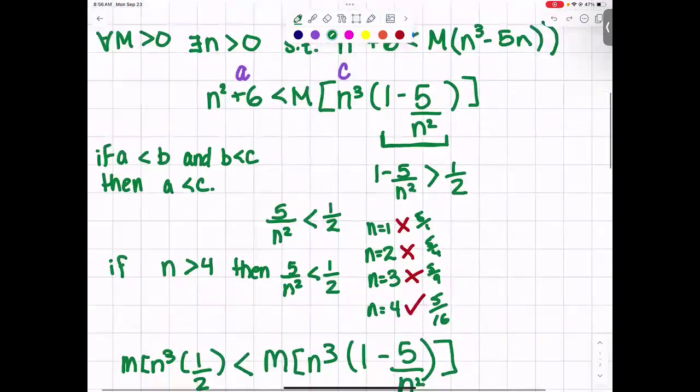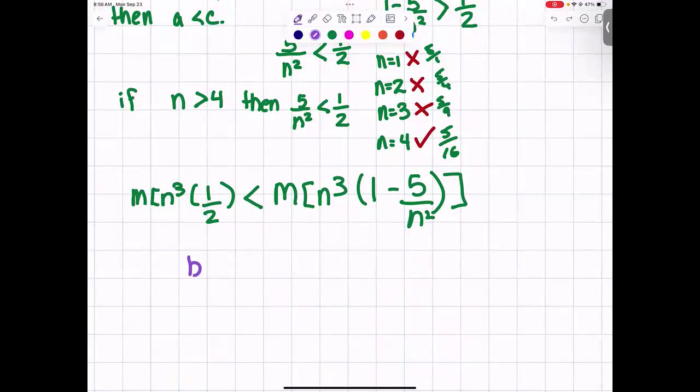So B in this proof is going to end up being m n cubed over 2. I can get rid of those brackets if I'm going to put it all over 2. Okay, so we have found a B value here.